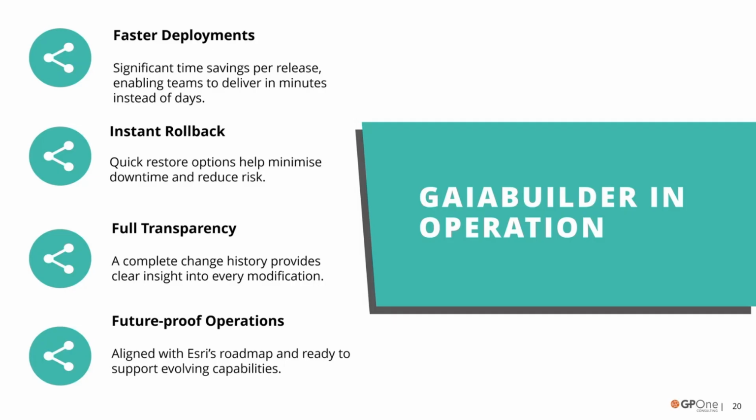Second, instant rollback. Instead of scrambling to fix issues live, teams can quickly restore a previous stable version. That means less downtime, lower risk, and far less pressure when something doesn't go to plan. Third, full transparency. Every change is recorded, giving clear visibility into what was modified and when. This makes governance, audits, and troubleshooting far simpler than relying on memory or manual notes.